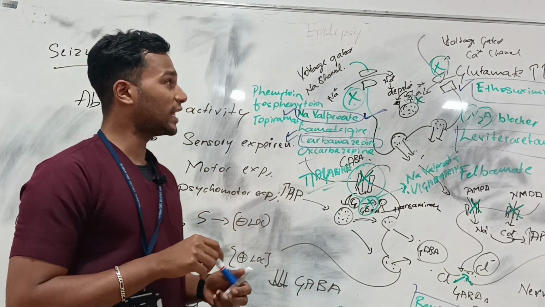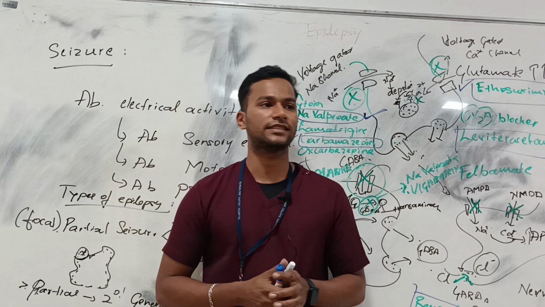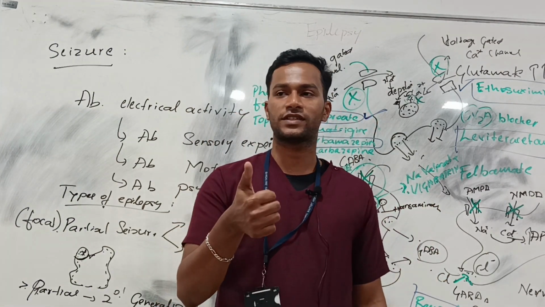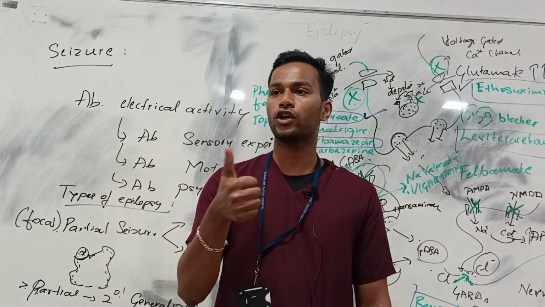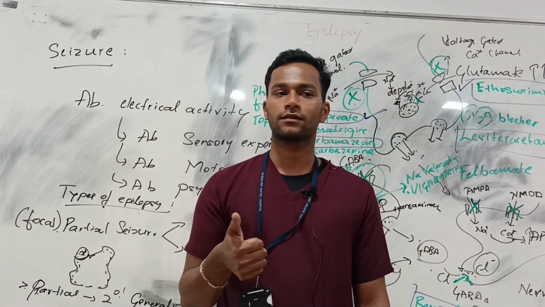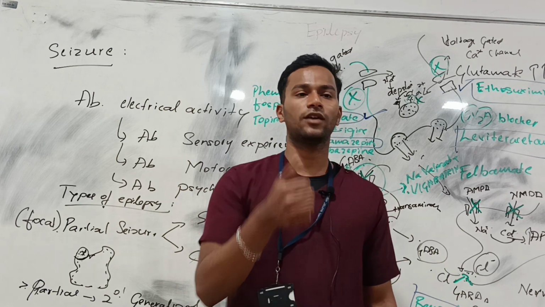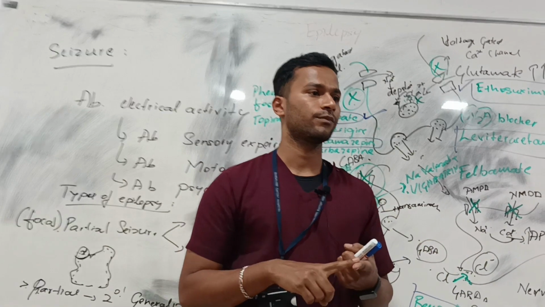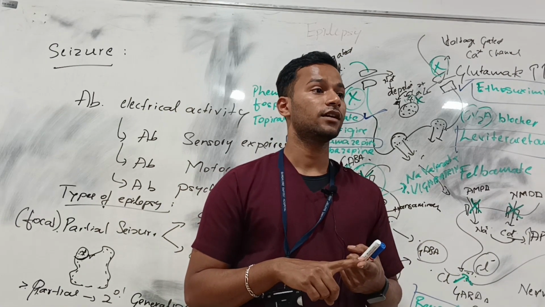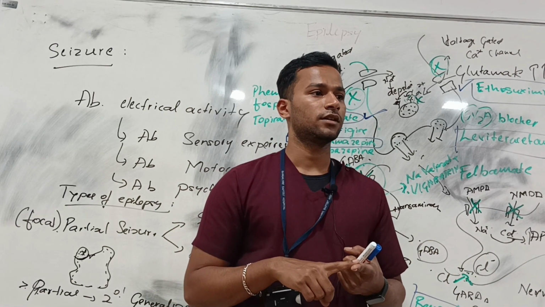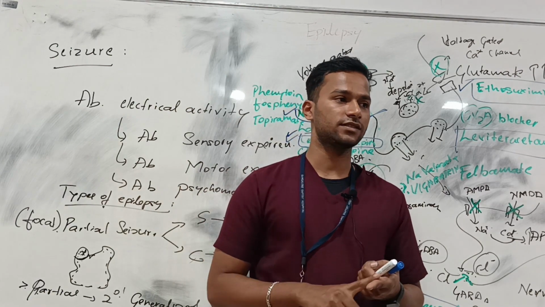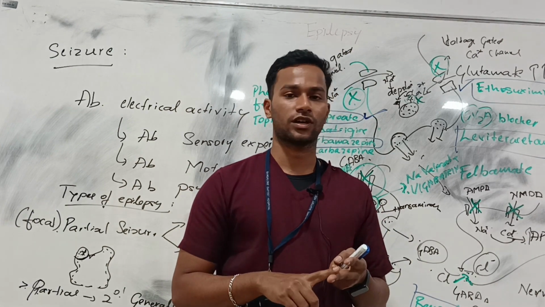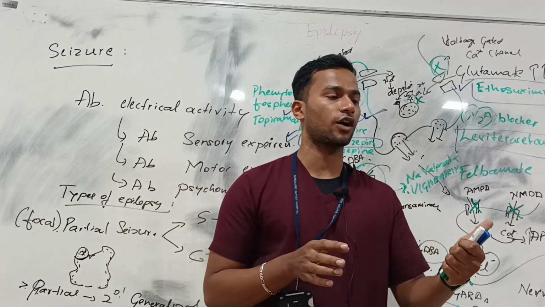Usually how will we treat seizure? For example, a patient comes with one episode of seizure. What will you do? For example, it's a generalized tonic-clonic seizure. What will be the drug of choice? There is no past history of seizures. He comes with just a tonic-clonic seizure. It's a first episode. What will be the drug of choice?